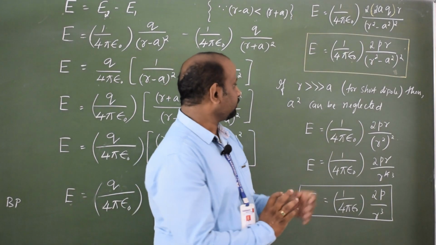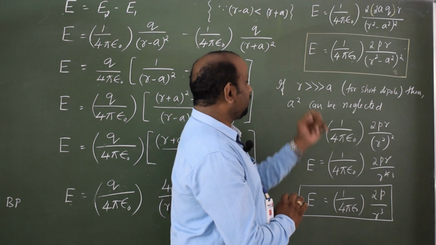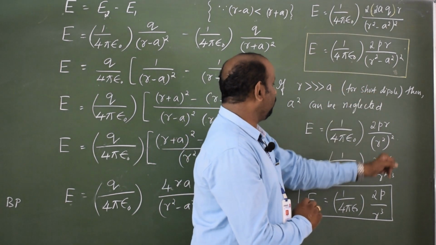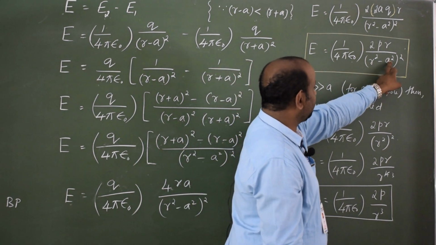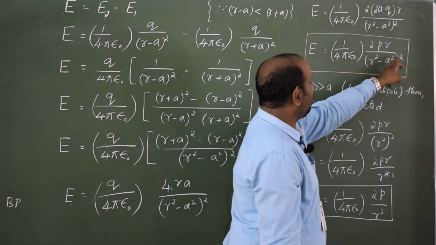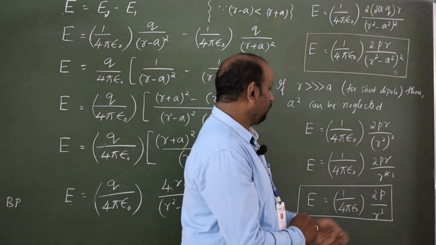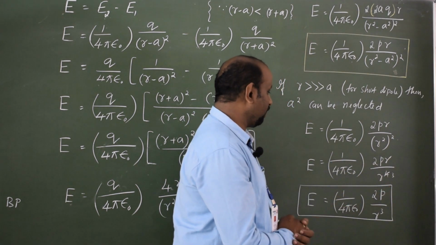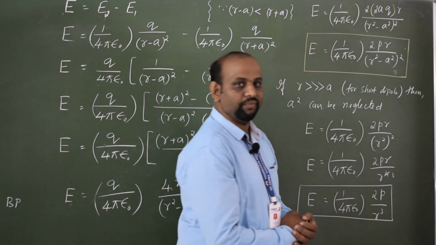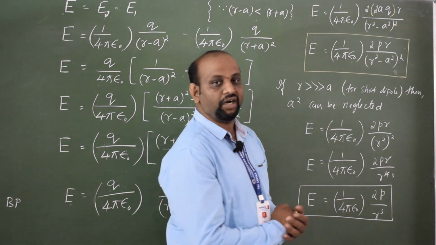In the diagram, it's clear that if R is very much greater than A, for a short dipole, A square can be neglected. In the above formula, if A square is neglected, the remaining is R square whole square, which becomes R to the power of 4. One R gets cancelled, then E is equal to 1 by 4 pi epsilon naught, 2P divided by R cube, which is the expression for electric field for a short dipole.